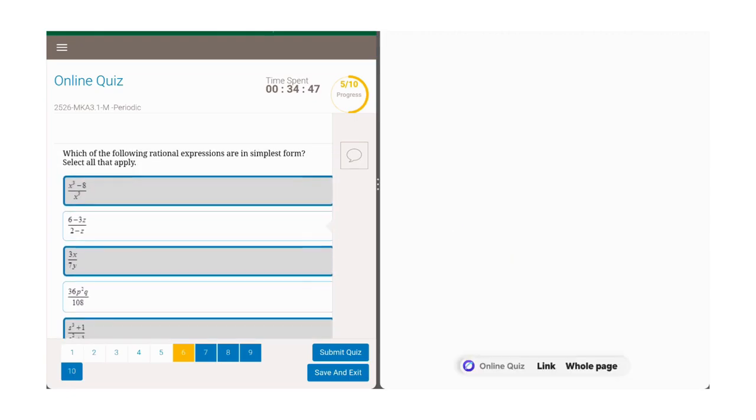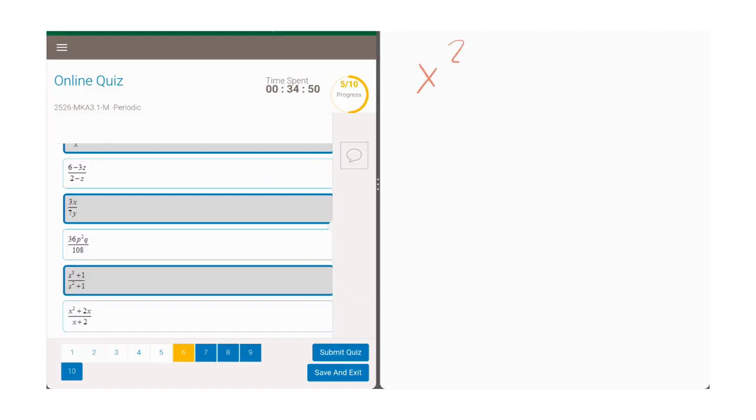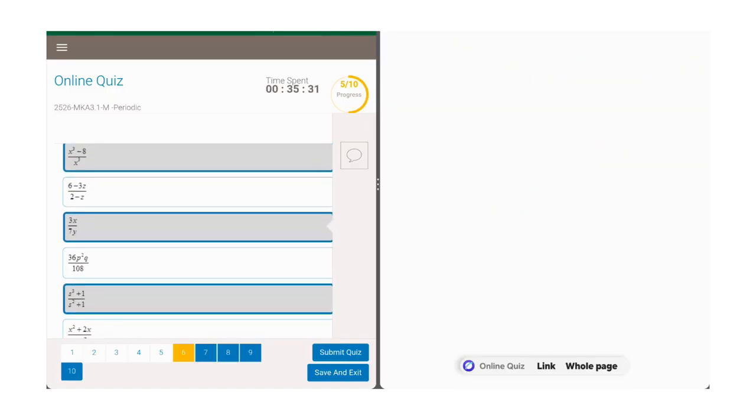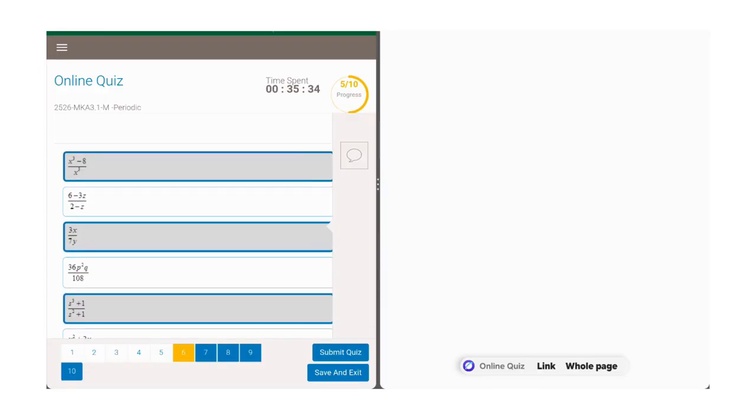Next rational expression is x squared plus 2x over x plus 2. For this question, we can factor the numerator x squared plus 2x. They have a common factor x, so we take x out. We get x into x plus 2 over x plus 2. So you can cancel out x plus 2 and x plus 2. You get x as the final answer, and it's completely different from this, so this is not in simplest form. So that means these three rational expressions are the ones that are in simplest form.